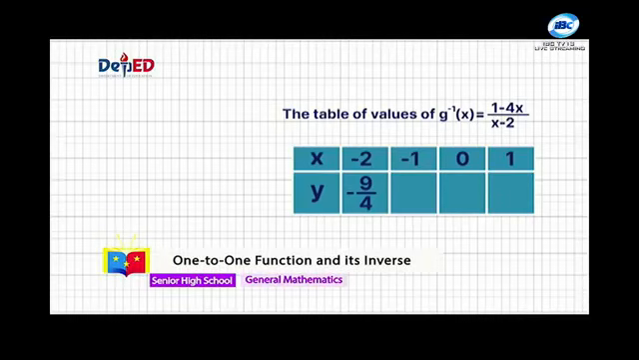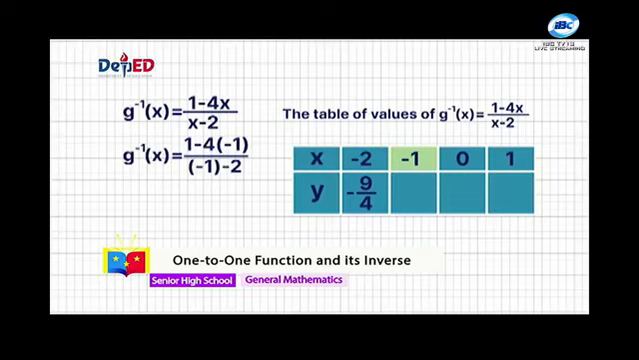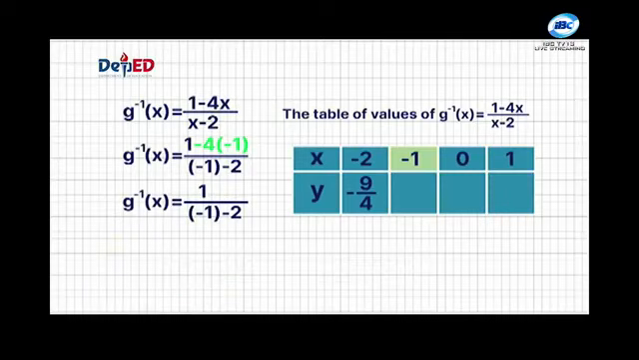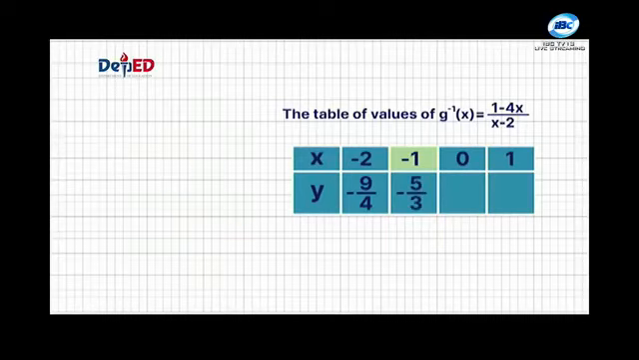Let us now have x equals -1. We now have the inverse of the function is equal to (1 minus 4 times -1) all over (-1 minus 2). -4 times -1 is +4. 1 plus 4 is 5. And -1 minus 2 is -3. Thus, y is -5/3 when x is -1.